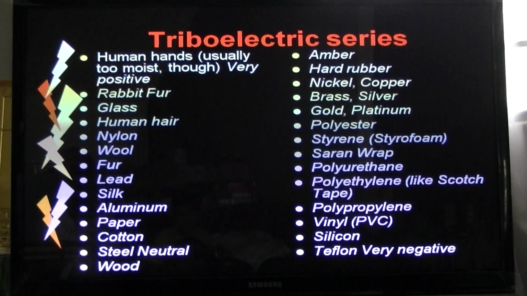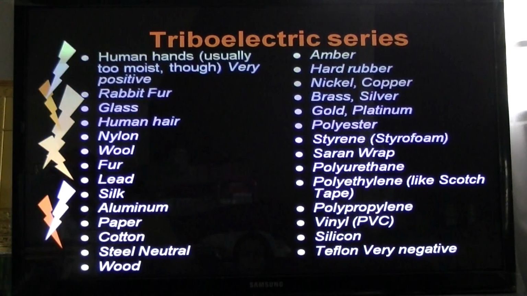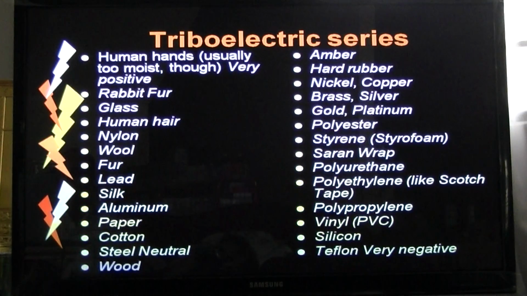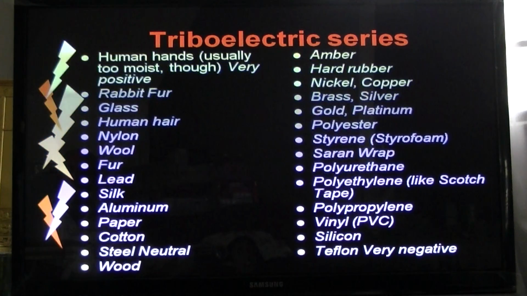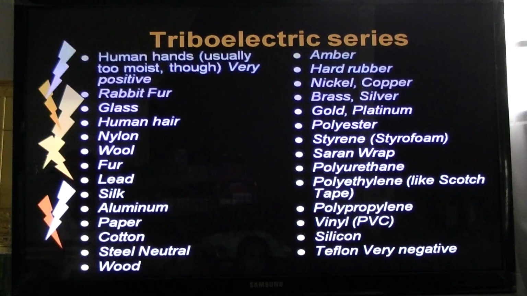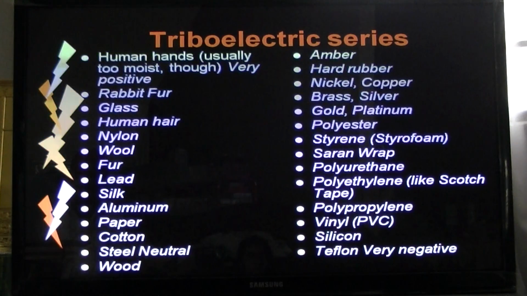Here's a list. The human hand, usually too moist, is very positive. Then rabbit fur, glass, human hair, nylon, wool, lead, aluminum, wood, amber, and so on. You see all these different materials, and Teflon is very negatively charged. So some of them are positively charged and some negatively charged, and what we're looking at goes from positive straight down to Teflon, the most negative.